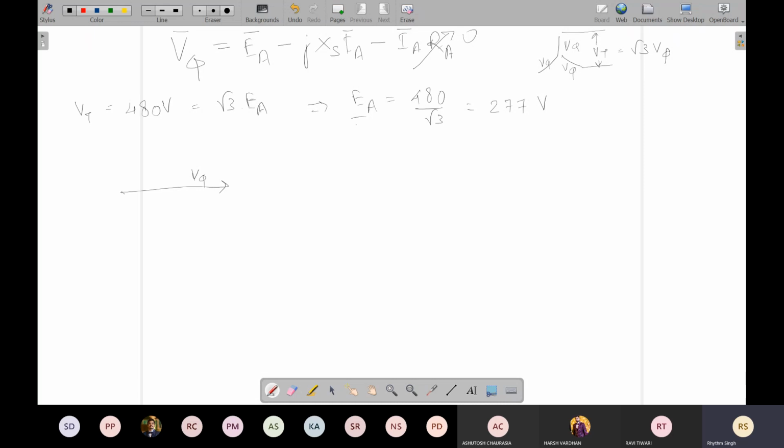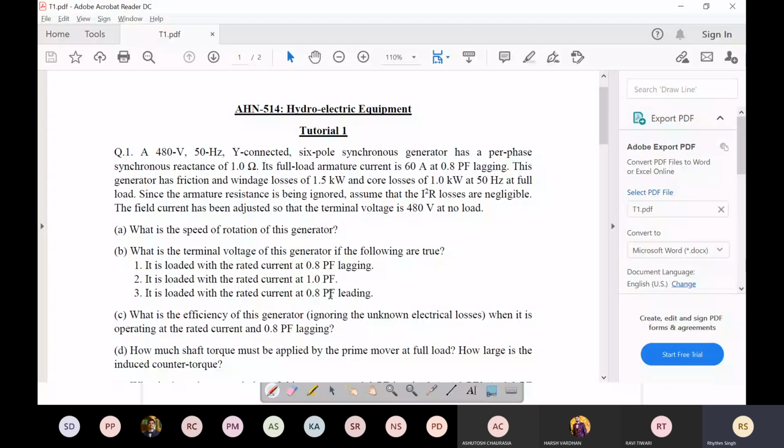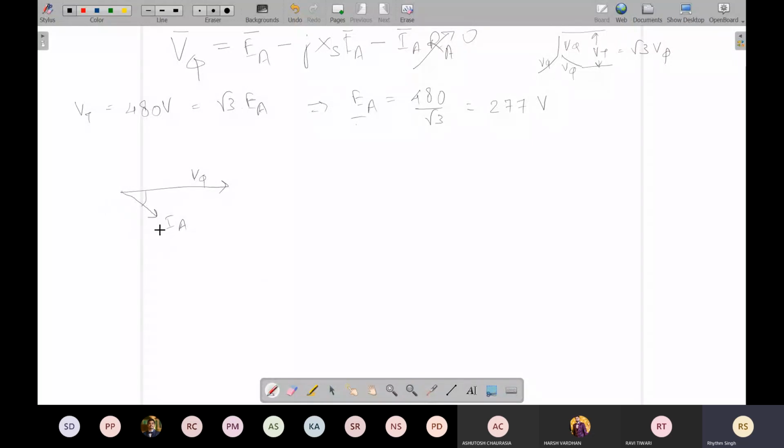Now there is some armature current IA, and it is at some power factor. Here we are assuming that it is the first case, which is given here as the lagging power factor. Lagging means this particular phasor of our armature current is lagging behind the voltage phasor, and it is lagging behind by an angle theta, such that your cos theta, which is the power factor, is given as 0.8.